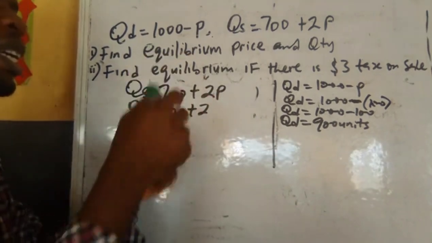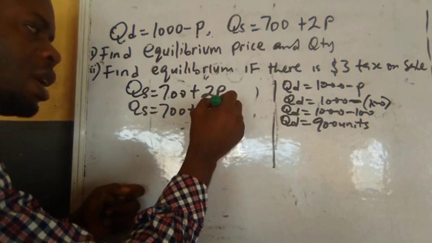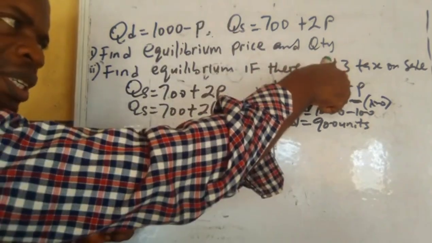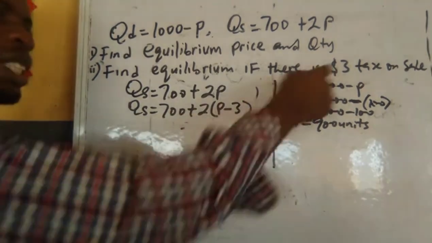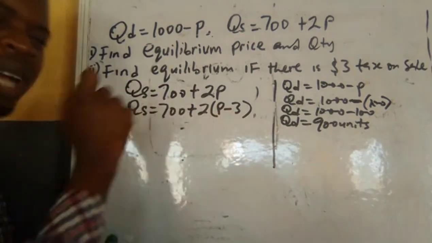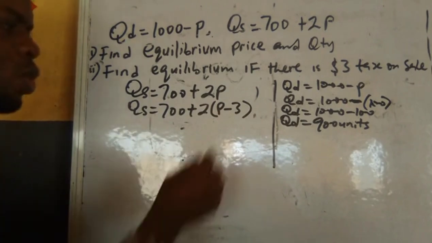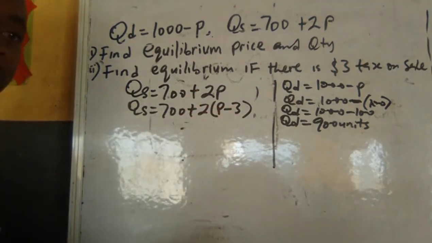Then the tax affects the price, so I have to show that. Then P minus what? The tax. Do you understand that? If the tax is 4, it's going to be 4 here, because the tax is affecting the price. Definitely it's going to affect the price of that commodity, so we have to show that here. It's going to be deducted from the price, isn't it?